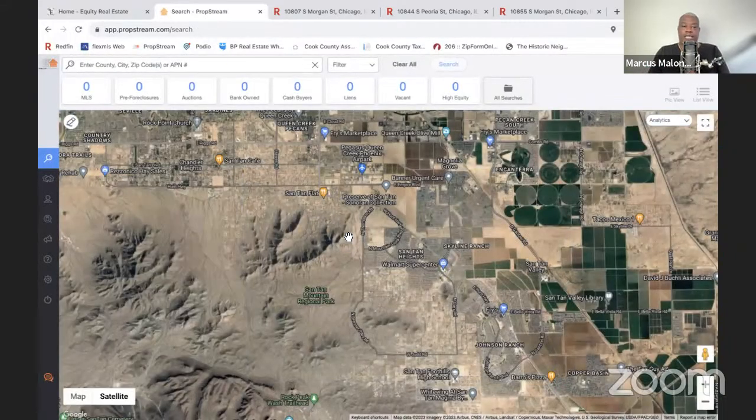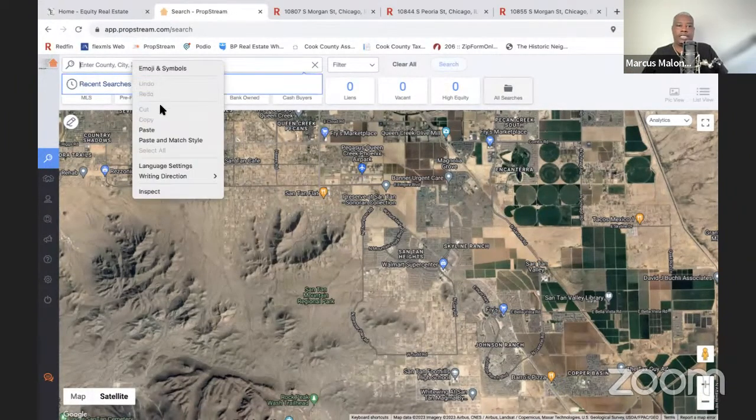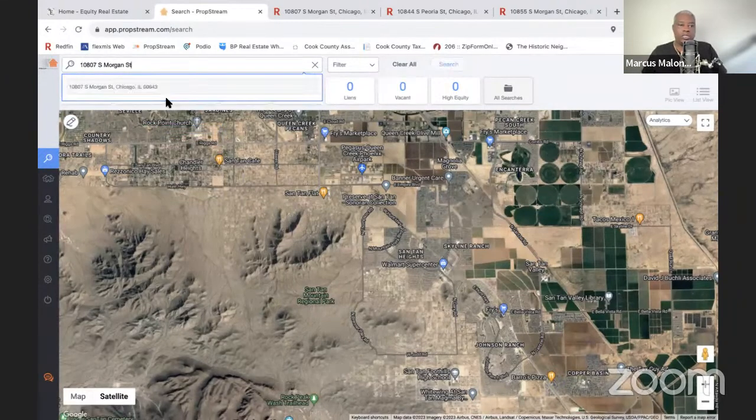PropStream is like MLS without paying for MLS. This is a monthly fee-based service of like $99 a month. But again, you get that 7-day free trial versus MLS. You have to be a realtor, you have to pay MLS dues, everything like that. So what I can do is just put the address here.